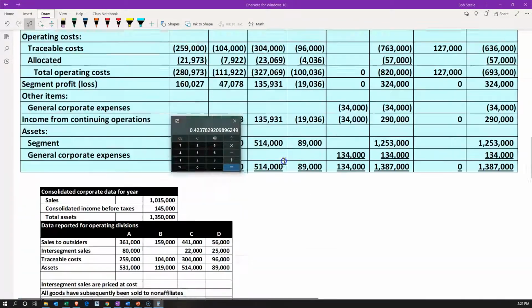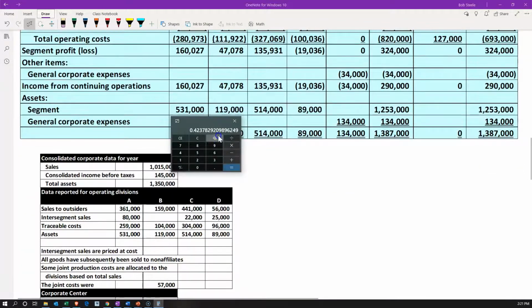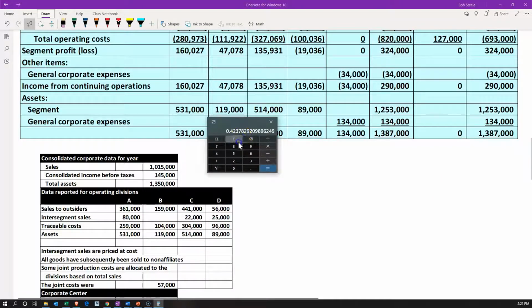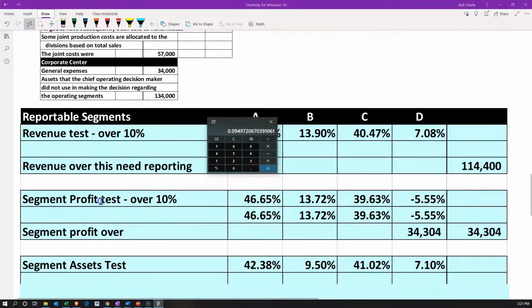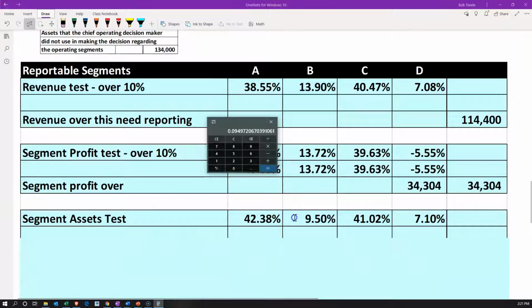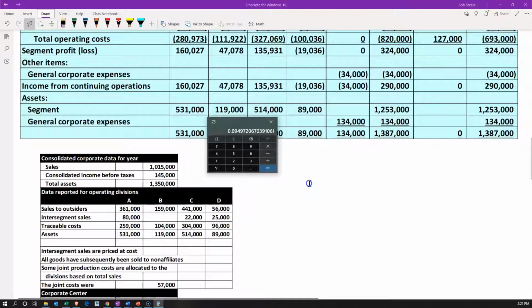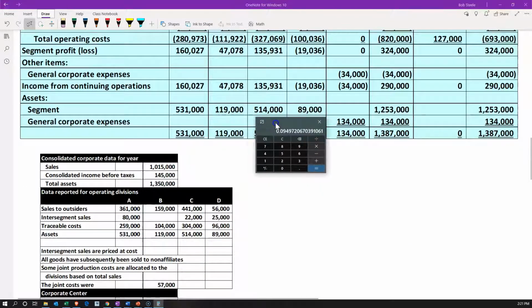So there's about 42. Then we will take the 119,000 divided by the 1,253,000. That's going to give us about 9.5. So notice it's not meeting this one. It doesn't meet this test, but it meets the other two. Therefore, we'd still have to do the added reporting for it. You only have to meet one of them.